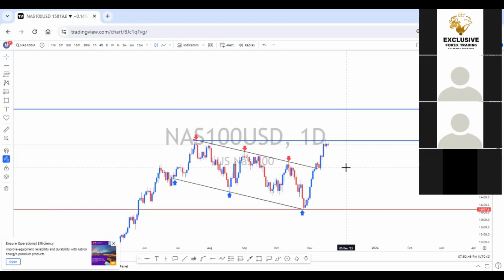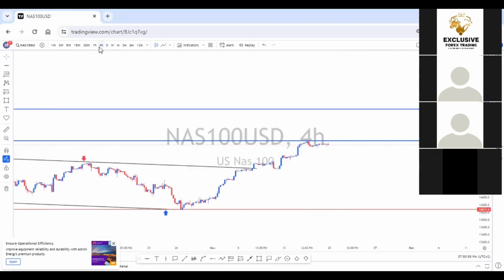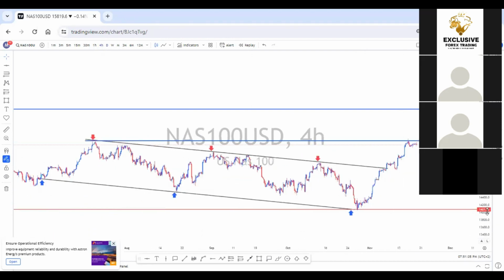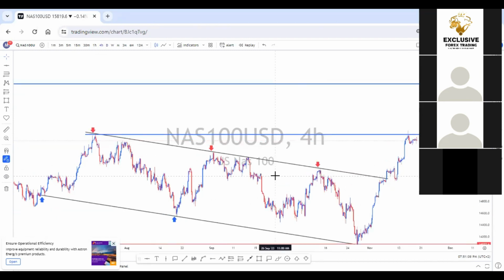I'm going to go to an H4, where we are going to realize whether we have the continuation pattern or the reversal pattern. So I move to an H4 right now. As I'm on H4 right now, let's check what really happened here. You'll realize that within this channel, which is the continuation pattern, the market has been forming so many patterns, so many channels within the channel.